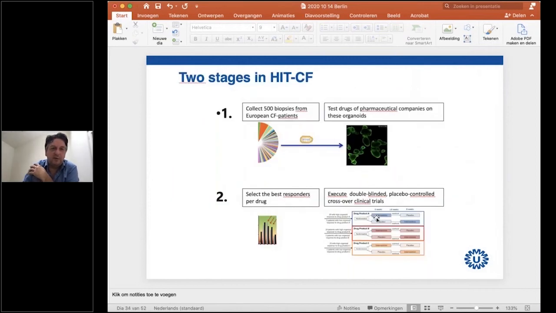There are two stages. The first stage is to collect 500 biopsies from patients with rare mutations, which are not eligible for any other CFTR modulator treatment. Then use these organoids in a preclinical screening setting to test drugs of various pharmaceutical companies, select the high responders, and then do clinical trials. Mostly this is the part where we're now at, and we are trying to see whether we can move on to the next part at the moment.